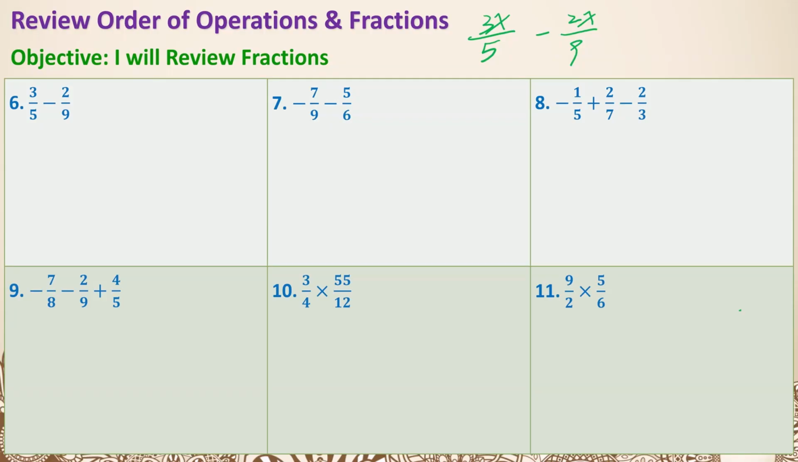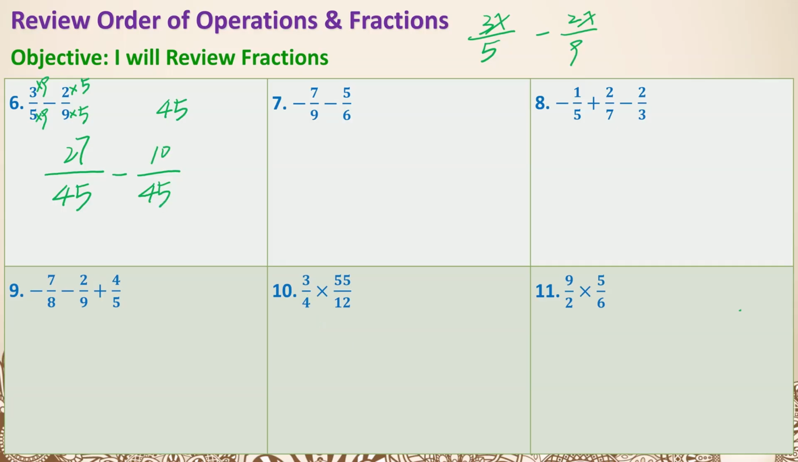For number 6, whenever you're adding or subtracting fractions, you always need a common denominator. So in this case, 5 and 9, their common denominator is going to be 45. So I can multiply the first fraction top and bottom by 9, and the second fraction top and bottom by a 5. I'm going to end up with a 45 as the denominator. On the top, 3 times 9 is 27, minus, the bottom is another 45, 2 times 5 is 10.